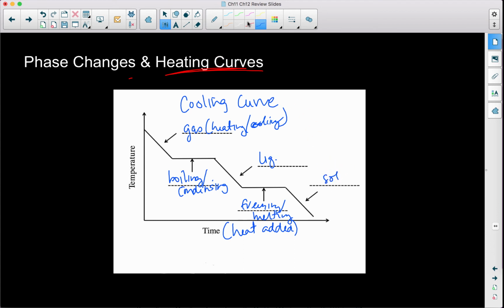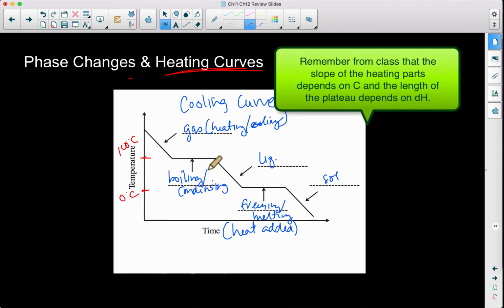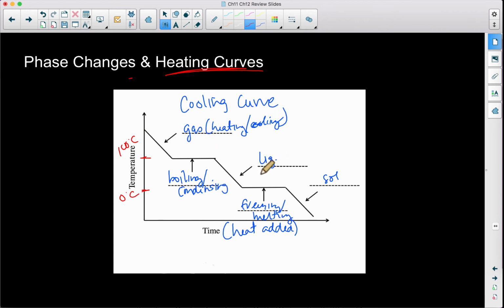So let's pretend that this is water. What other labels could we add? This would be 100 degrees Celsius. This would be 0 degrees Celsius. And we know that this is going to be governed by the term 4.184 joules per gram times degrees Celsius. This is going to be determined by my delta H vaporization. This is going to be determined by my delta H fusion.